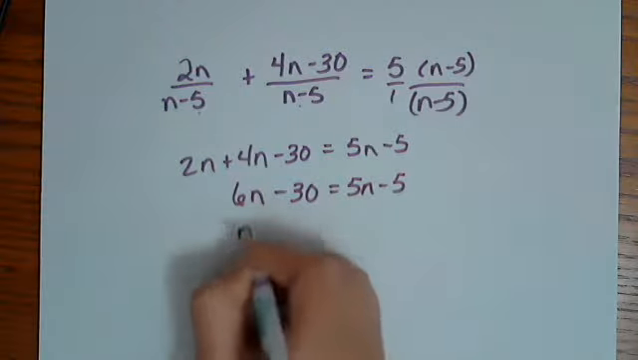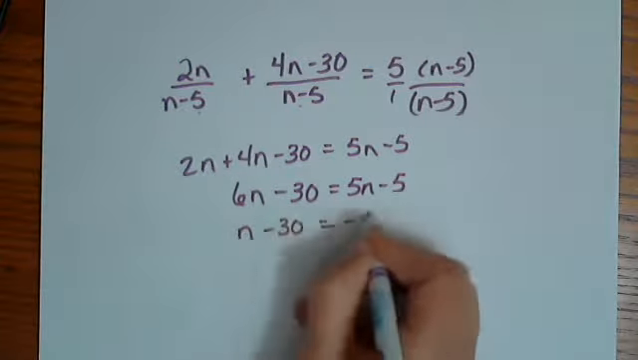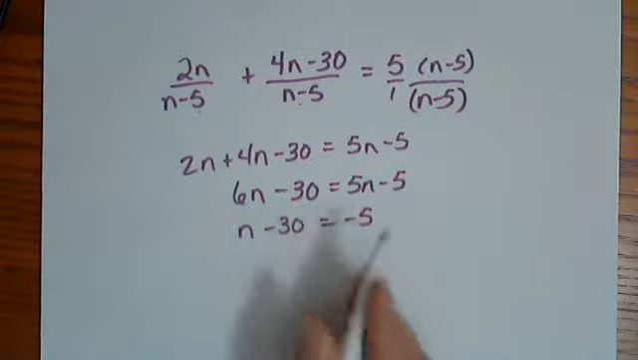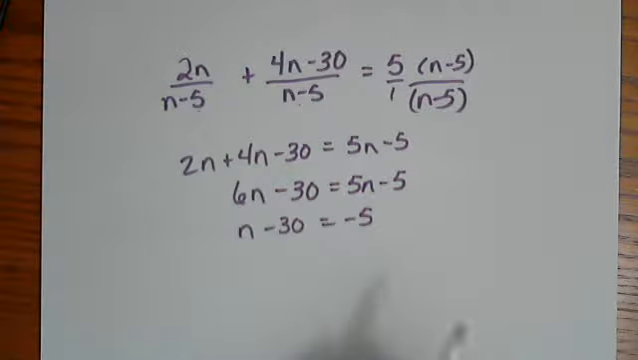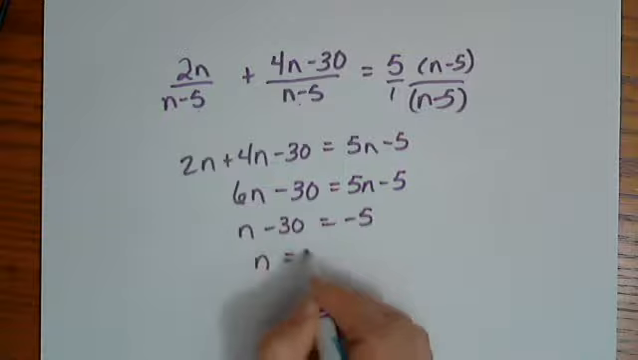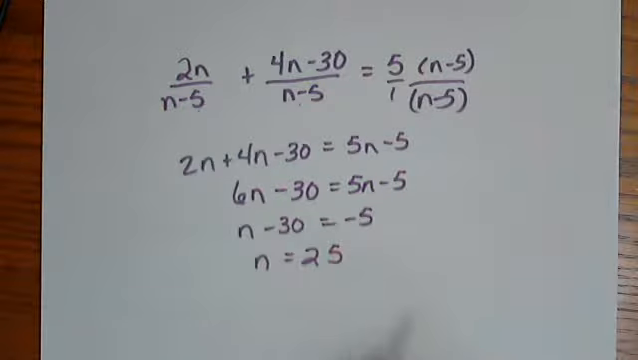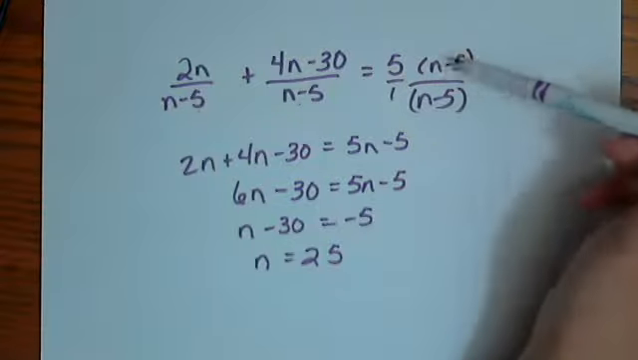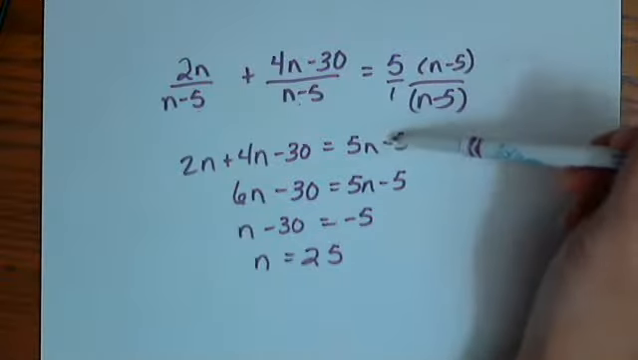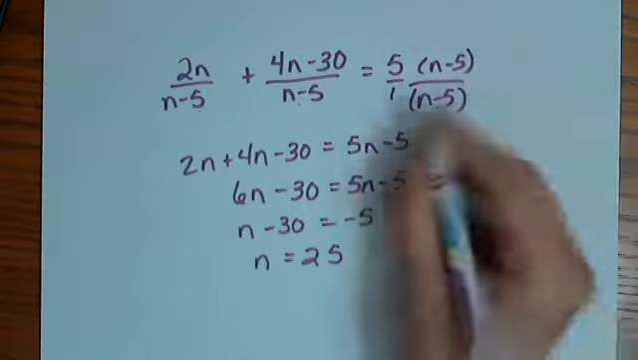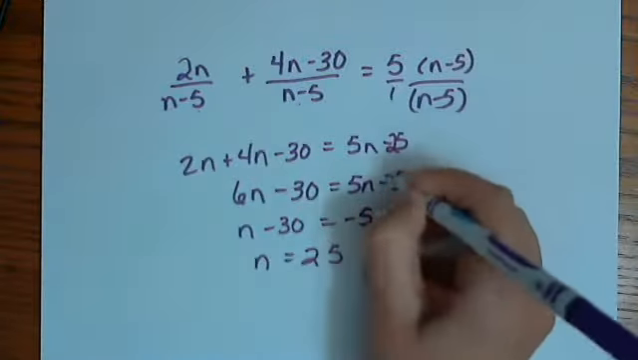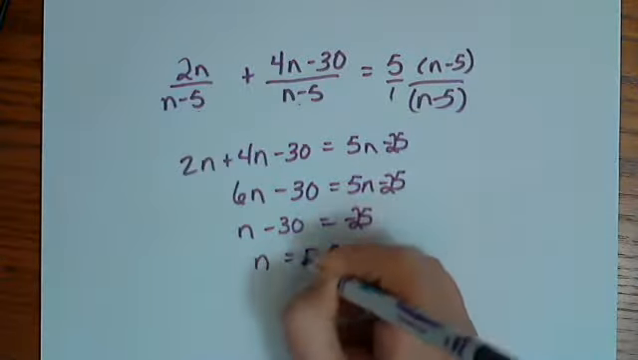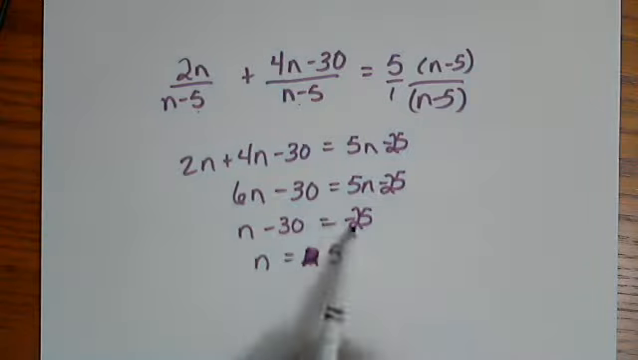Subtract a 5n gives me n minus 30 equals negative 5. Add a positive 30 and we get n equals 25. Something didn't, oh, you know what? I made a mistake. Look back up here. 5 times n minus 5 is 5n minus 25. So it becomes negative 25, and negative 25 plus 30 is a positive 5. So our answer is n equals 5.